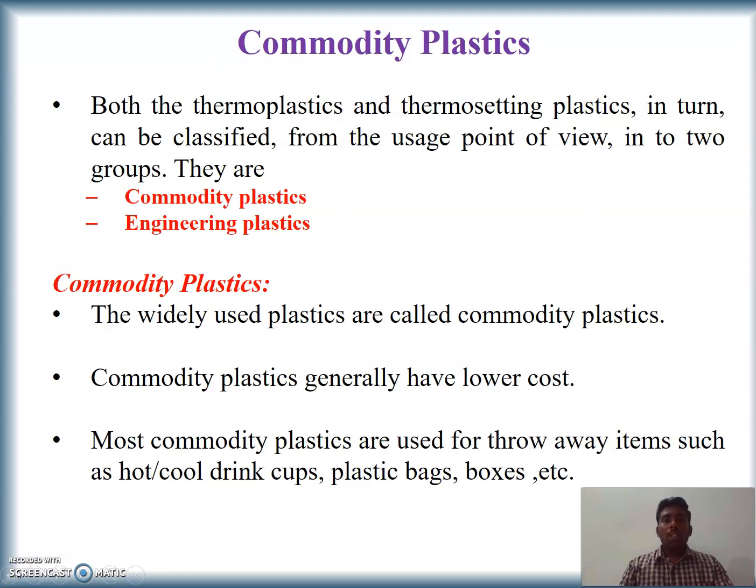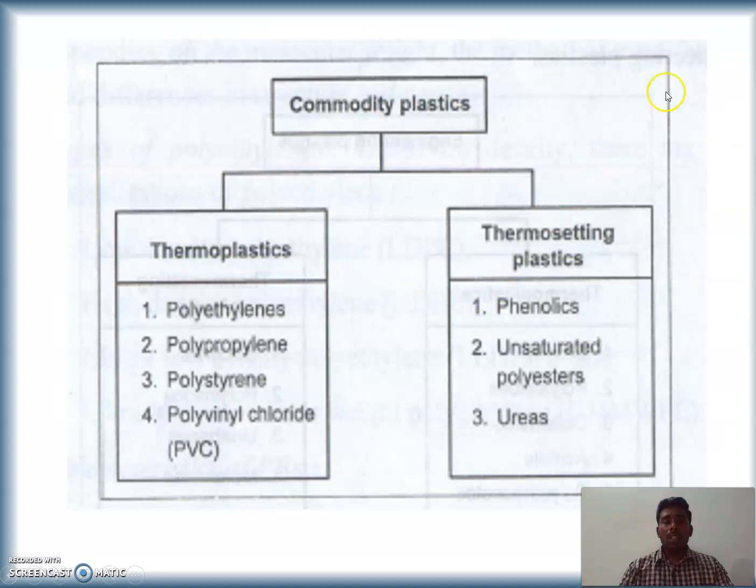Then both the thermoset and thermoplast are again classified based on usage, that is, commodity plastics and engineering plastics. The widely used plastics are called commodity plastics. Commodities generally have lower cost. Most commodity plastics are used for throwaway items such as hot or cool drink cups, plastic bags, boxes, etc. Based on the usage, commodity plastics are categorized into thermoplastic and thermosetting. The thermoplastics are polyethylene, polypropylene, polystyrene, and polyvinyl chlorides. Some of the thermosetting plastics commonly used are phenolics, unsaturated polyesters, and ureas.